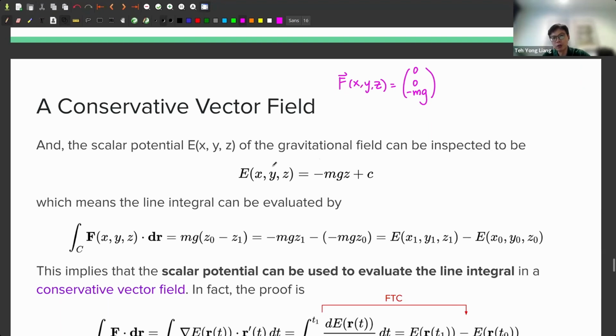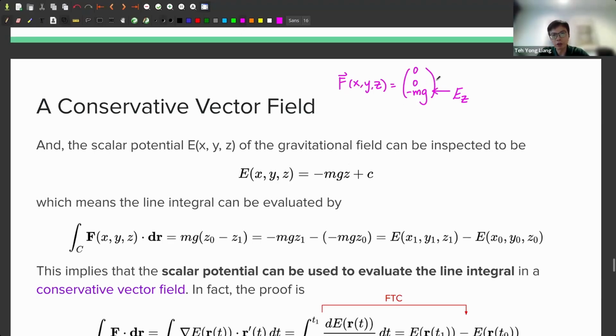Why is that so? Because if you have minus mgz plus c, then you notice that if you differentiate with respect to z, you get minus mg. So this is E sub z, right? E sub z must be giving you minus mg. Differentiate minus mgz with respect to z, therefore you get this minus mg.